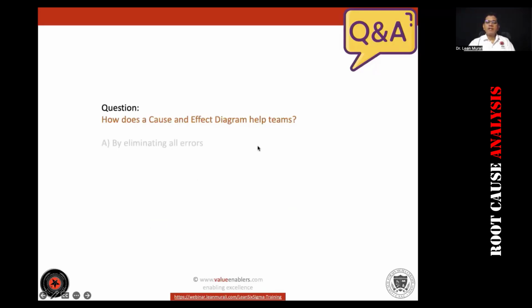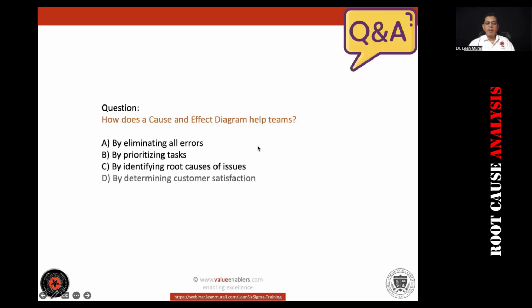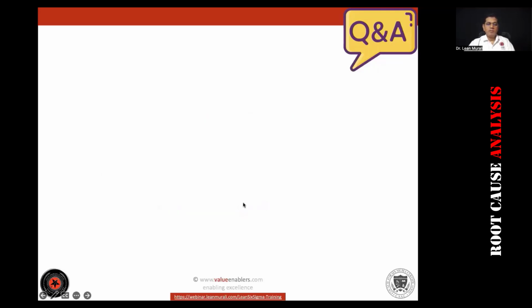How does the cause and effect diagram help teams? By eliminating all errors, by prioritizing tasks, by identifying the root causes of issues, or by determining customer satisfaction? This is also an easy answer: by identifying the root causes of issues. Right answer. Pizzas, burgers, chocolates to each and everyone who typed C in the chat box.